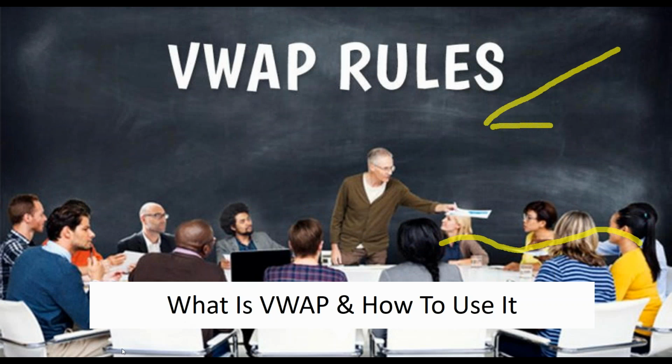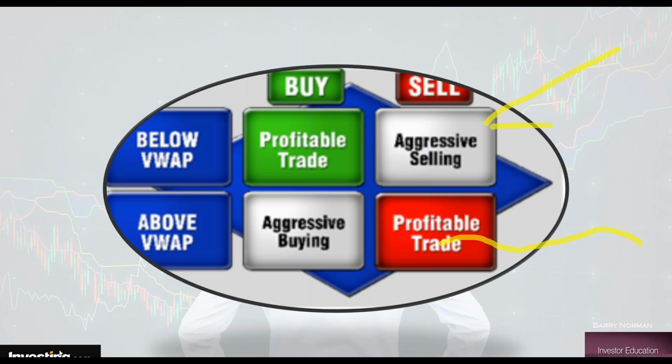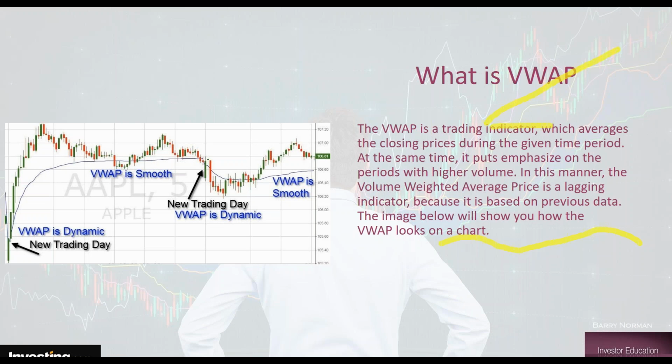So VWAP is a great indicator for trading in all markets. The VWAP is a trading indicator which averages the closing price during a given time period. At the same time, it puts emphasis or weight on the periods of higher volume. So in other words, it gives that price in that time frame a little bit more weight. So it's like a weighted moving average. VWAP stands for volume weighted average price.